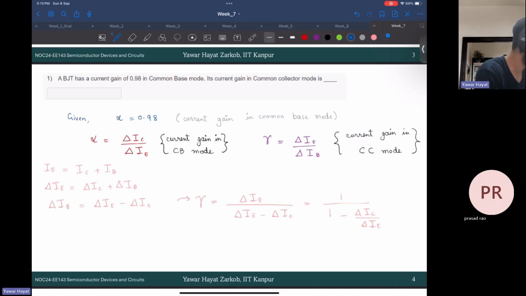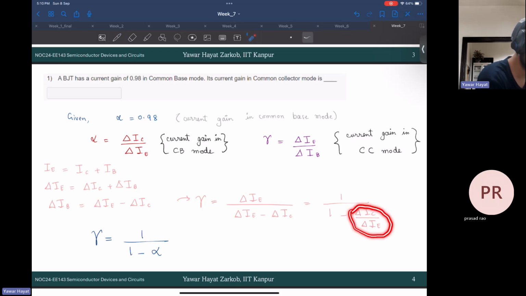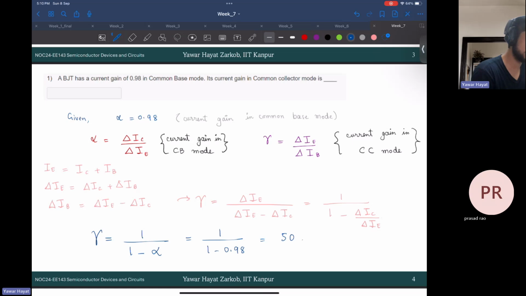So we'll write, what should I write? Yeah, this gamma would be 1 by 1 minus alpha, right? This quantity here is alpha. So this would be 1 by 1 minus 0.98, which is equal to 50, right? So your gamma is equal to 50 in this case. That's how we solve such questions.